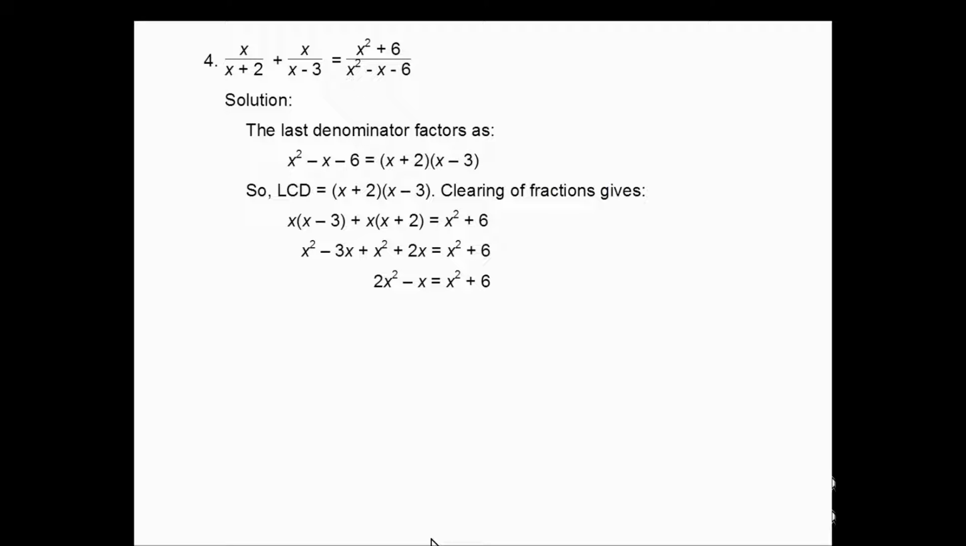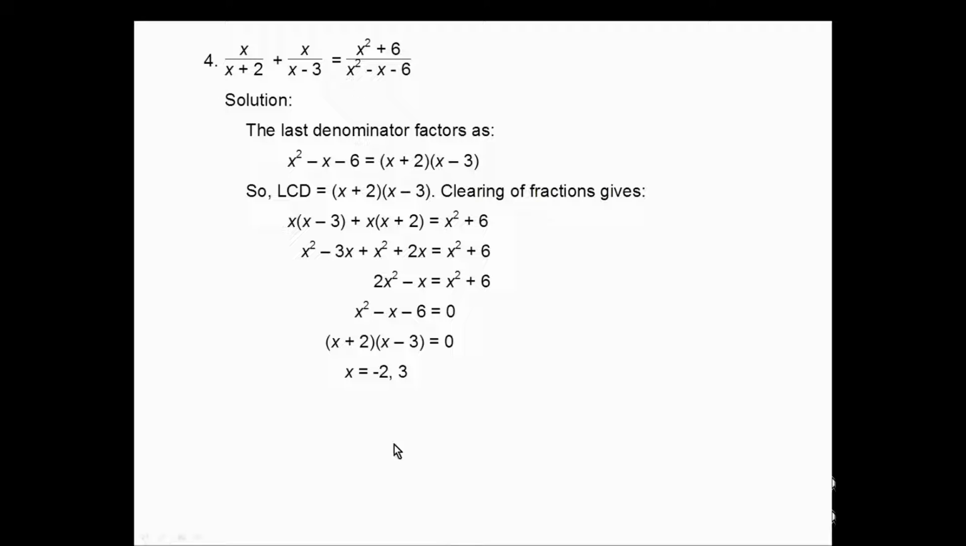Okay, once again I have the x squared. Let's move everything to the left. So 2x squared minus x squared will be just 1x squared minus x minus 6. So I have x squared minus x minus 6 equals 0. Factor. It factors as x plus 2, x minus 3, giving me x is negative 2 from the first factor, x is 3 from the second factor.